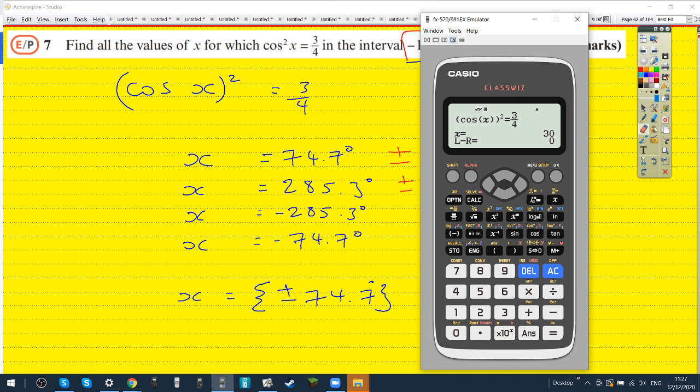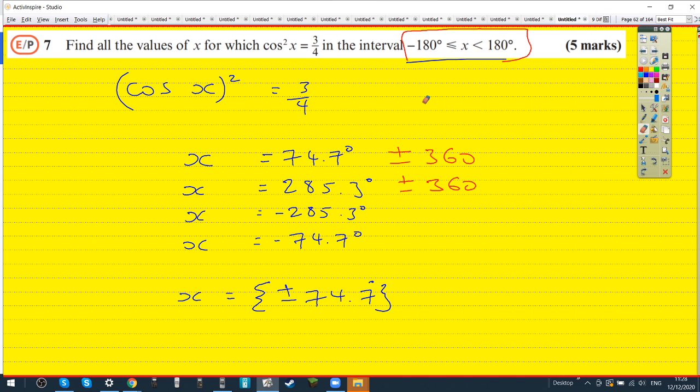Shift solve, put a random number in, and then I did shift cos, inverse cos answer. But this time I got 30 for some reason. I think you pressed cos twice or something. Yeah, probably. Something went wrong. Okay, so it should have been 30 and 150.